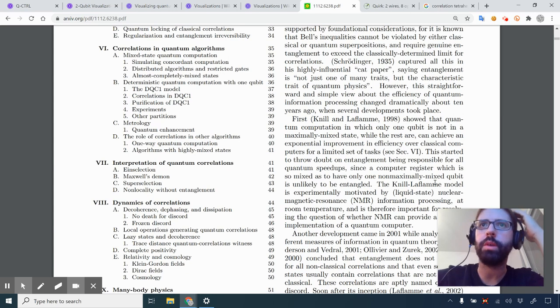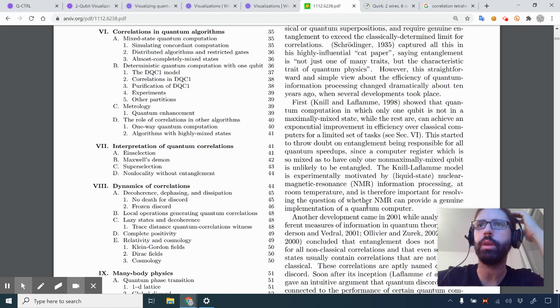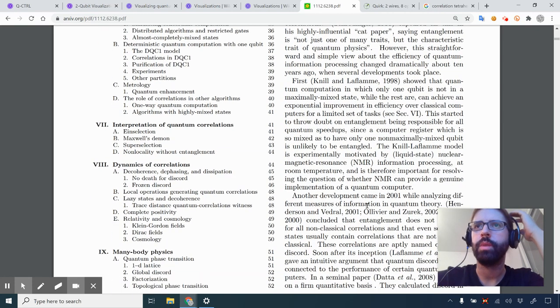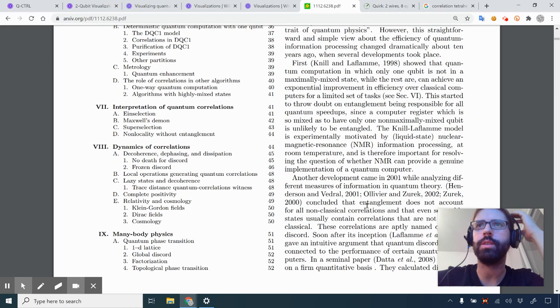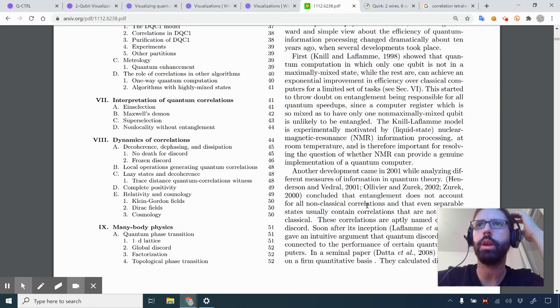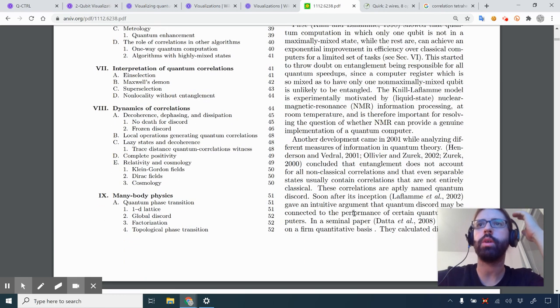Since the computer register which is so mixed as to have only one non-maximally mixed qubit is unlikely to be entangled. The Knill-Laflamme model is experimentally motivated by liquid state nuclear magnetic resonance information processing at room temperature and is therefore important for resolving the question of whether NMR can provide a genuine implementation of a quantum computer. Another development came in 2001 while analyzing different measures of information in quantum theory. Henderson and Vedral, Olivier and Zurek concluded that entanglement does not account for all non-classical correlations and that even separable states usually contain correlations that are not entirely classical. Okay, that is interesting.